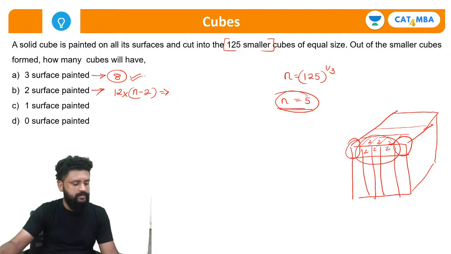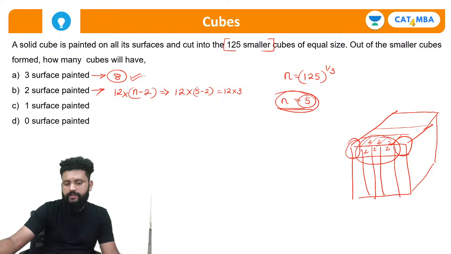So if you want the answer for the second question, you can simply use this formula: 12 into n minus 2. What is the value of n? n is 5, so 5 minus 2, there are 3 cubes on each edge, 12 into 3, that comes out to be 36. Hopefully you understood.